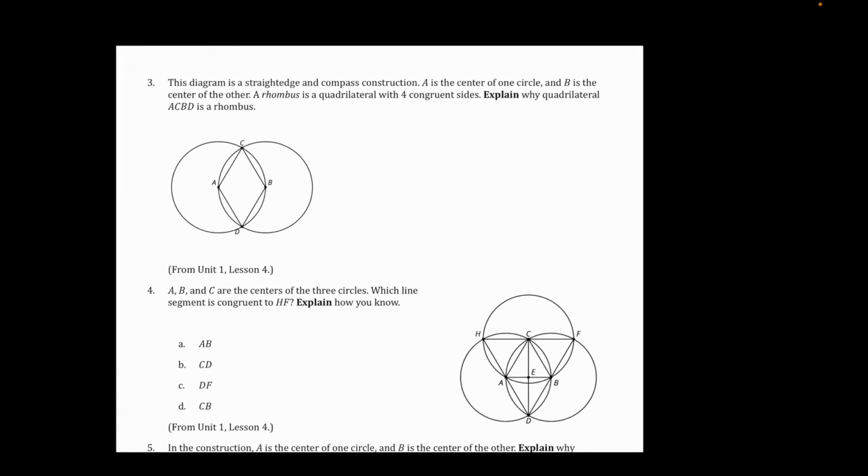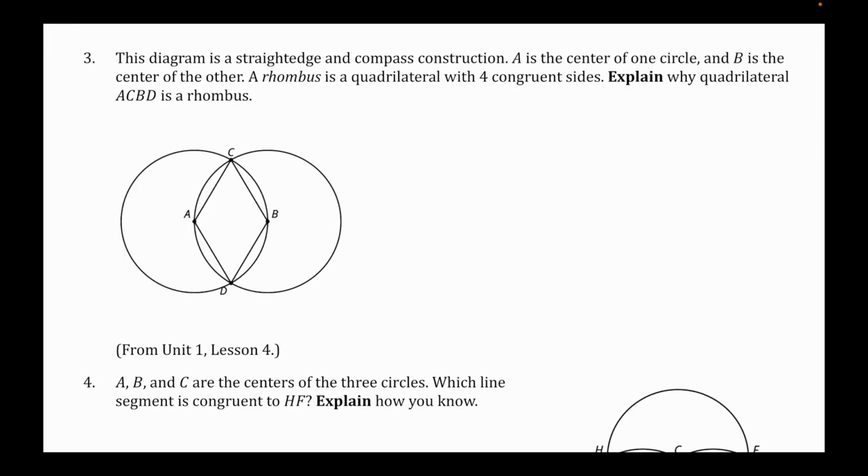So question 3. This diagram is a straight edge and compass construction. A is the center of one circle, B is the center of the other. That's our situation to start with. Now they're telling us that a rhombus is a quadrilateral with 4 congruent sides. So we want to explain why quadrilateral ABCD is a rhombus. So we want to explain why all 4 of these sides are congruent to each other.